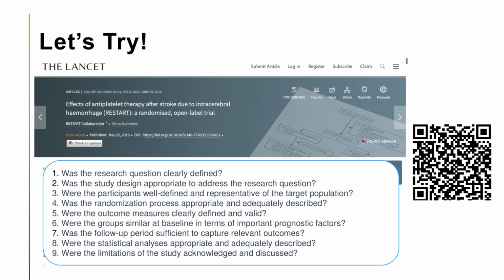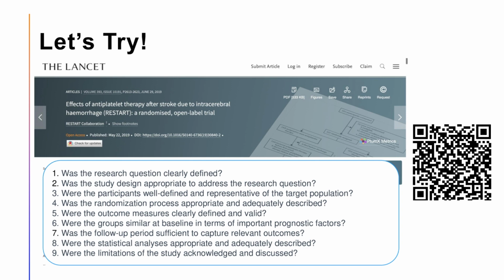So question number one. I believe if you have read the full text, the research question of the RESTART trial was clearly defined. Does starting or restarting antiplatelet therapy like aspirin reduce the risk of recurrent stroke or other major vascular events, also known as MACE, in patients who had previously experienced an intracerebral hemorrhage? So I believe it's quite clearly defined. Question number two, was the study design appropriate? The RESTART trial utilized an RCT design, randomized controlled trial. It is actually the gold standard and is suitable for evaluating the effectiveness of interventions. Therefore, it addresses the research question.